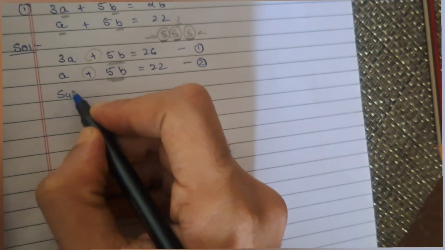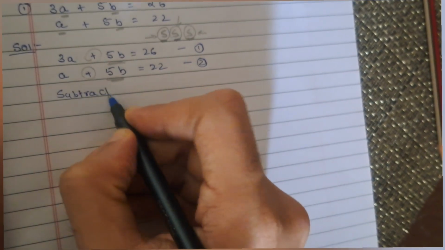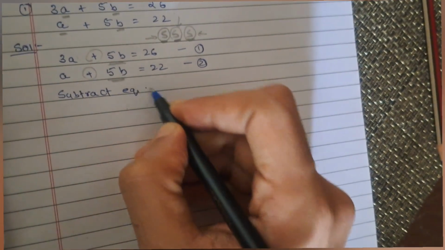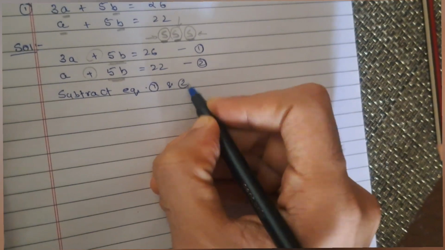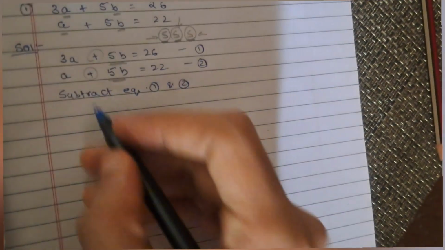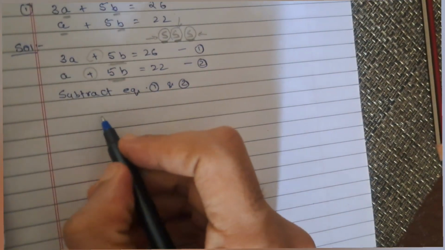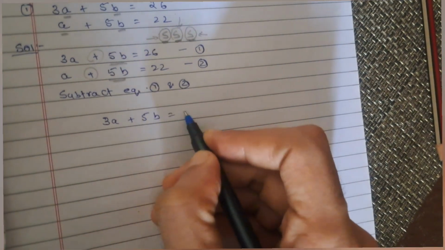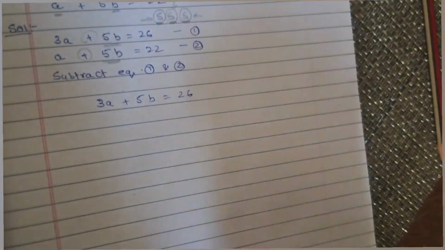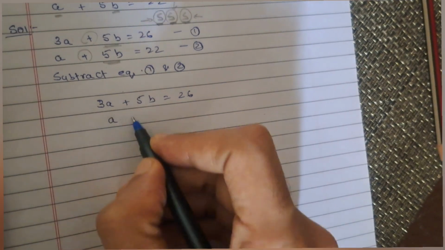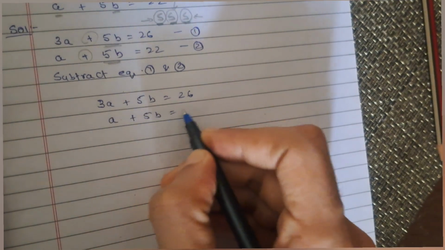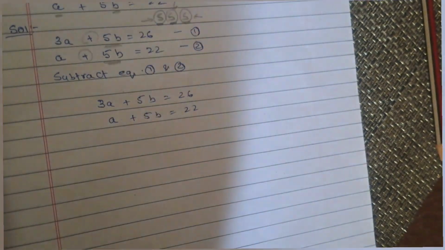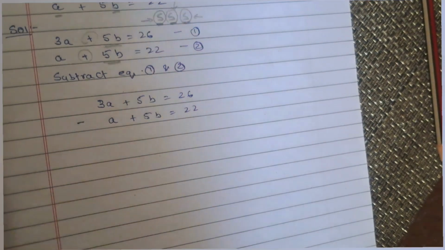So blindly, without thinking about anything else, just subtract them. I will say subtract equation 1 and 2. Let me just start subtracting them. While subtracting, I will write 3a plus 5b is equal to 26, the first equation, above, and the next equation a plus 5b equal to 22 below that, and I will put a subtraction sign over here.